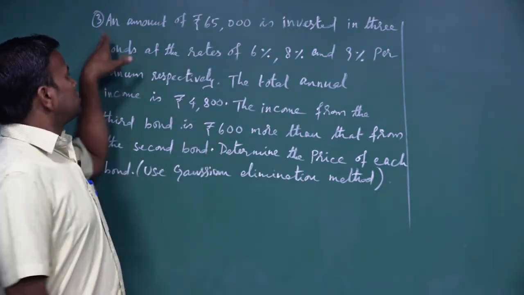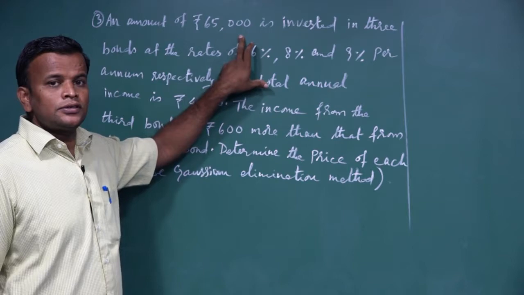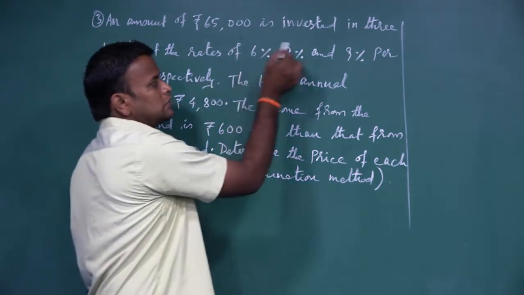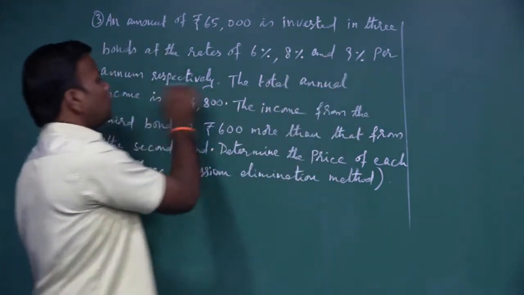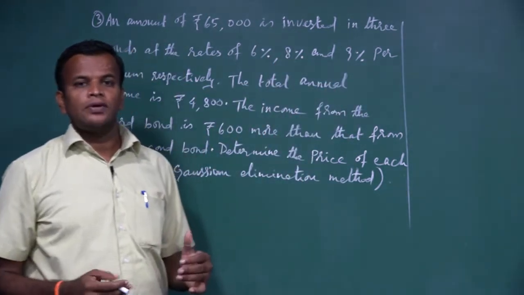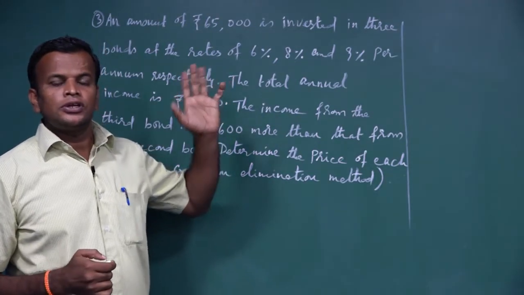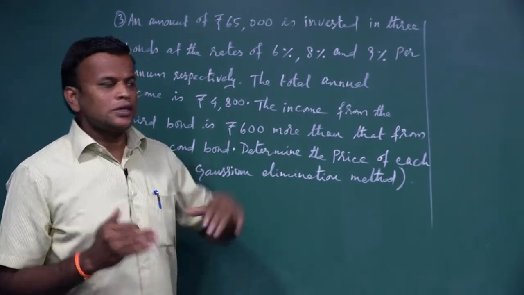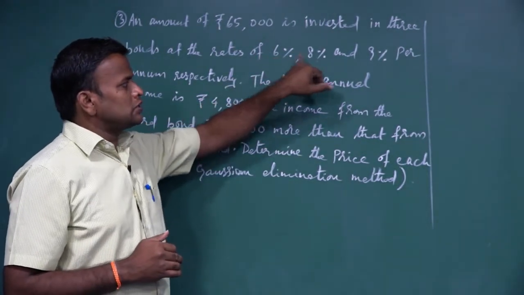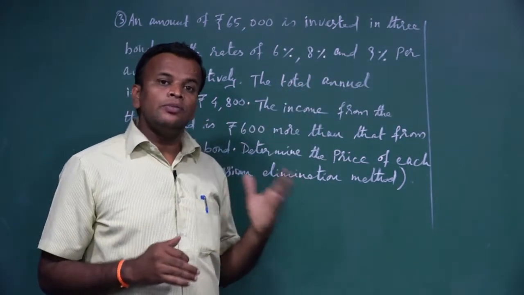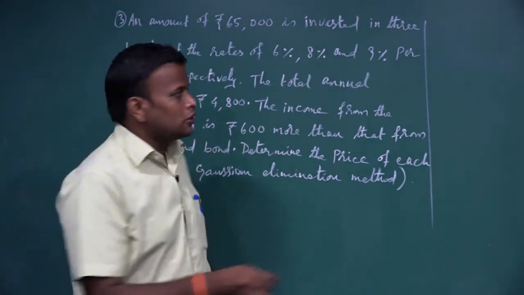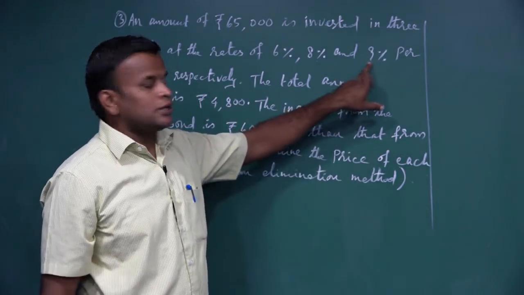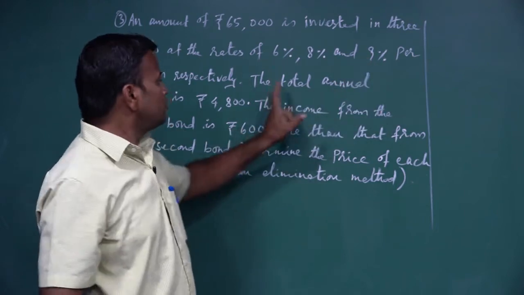The question: an amount of rupees 65,000 is invested in 3 bonds at the rate of 6%, 8% and 9% per annum respectively. So a person has an amount of 65,000 and deposited it in the bank in 3 bonds. One bond gives 6%, the second bond gives 8%, and the third bond gives 9% per annum. In your book there is a printing mistake, 10% is given, but the correct percentage is 9.